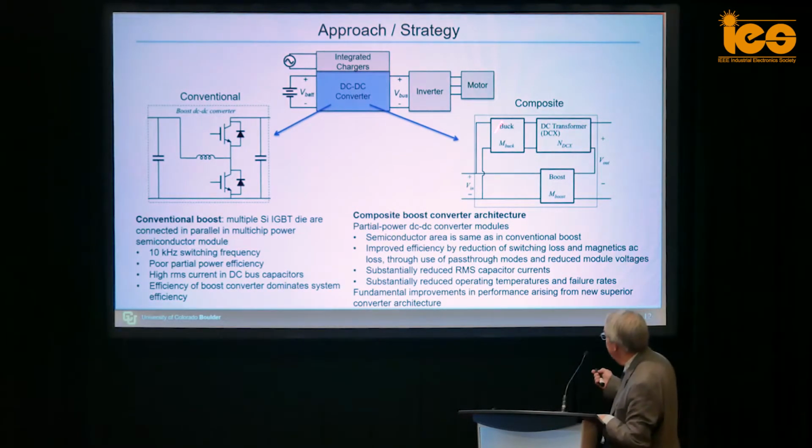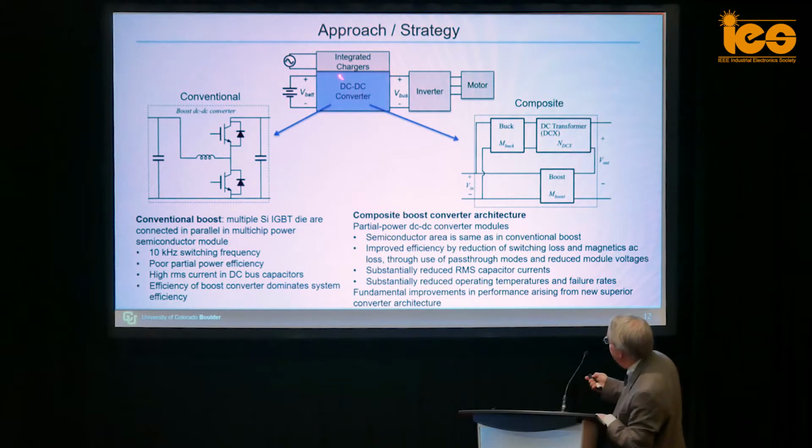So a composite architecture that we used was this. There is a boost converter between the battery input and the DC bus output, but the boost converter operates over a very limited range at low duty cycle where the indirect power is low. Then we have a DC transformer that does most of the conversion of the indirect power at very high efficiency.